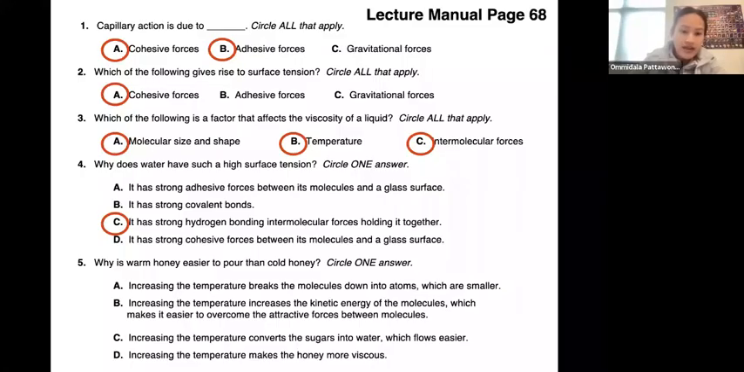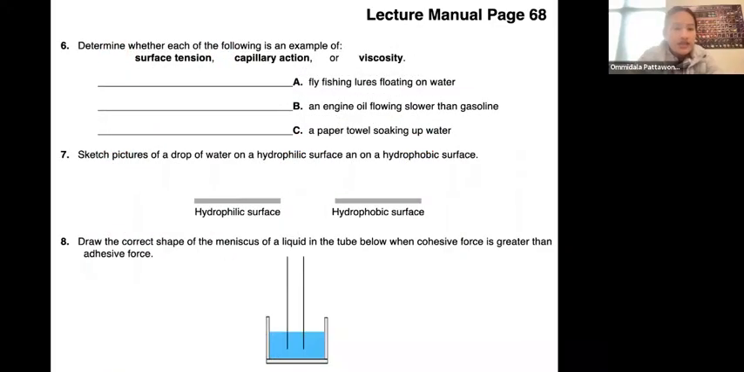Number 5, why is warm honey easier to pour than cold honey? The reason for that is because as the temperature increases, the kinetic energy of the molecules increases. Therefore, in this case, it's going to make it easier to overcome the attractive force between molecules, making honey molecules move easily. Therefore, honey would become less viscous at higher temperature because of less attractive force between molecules.